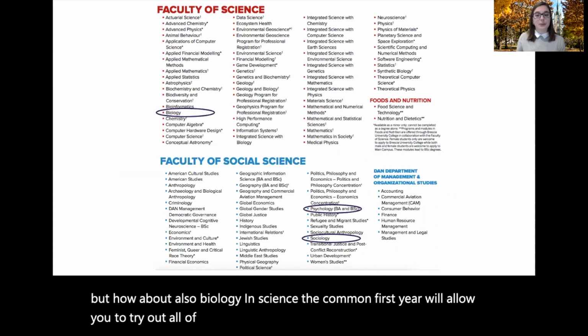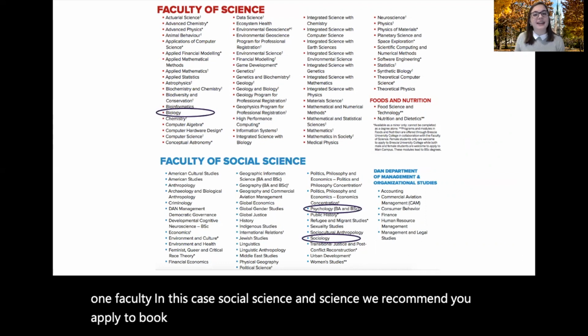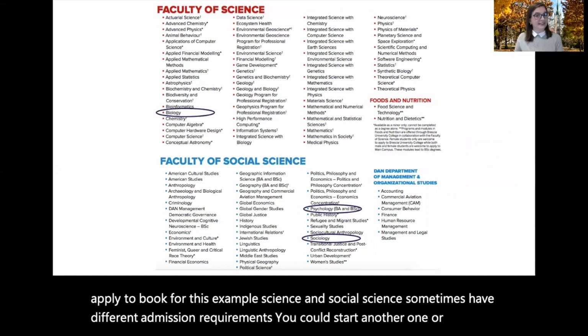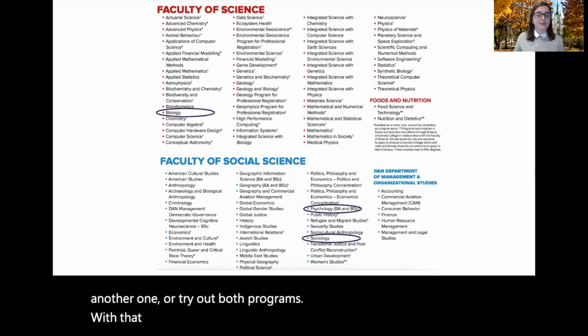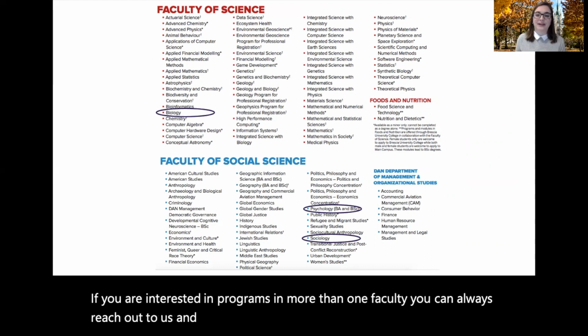If you're interested in programs in more than one faculty, in this case, social science and science, we recommend you apply to both. For this example, science and social science sometimes have different admission requirements. You could start in either one or try out both programs. With that said, some faculties and programs are more flexible than others. If you are interested in programs in more than one faculty, you can always reach out to us and we can recommend pathways to combine the modules you're interested in.